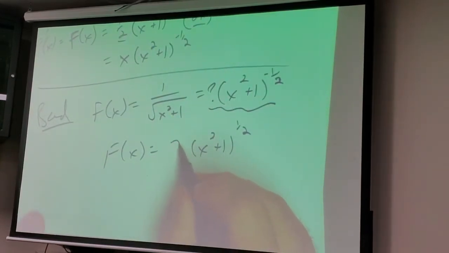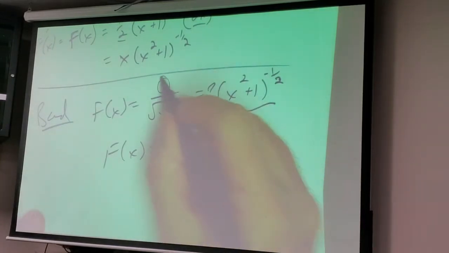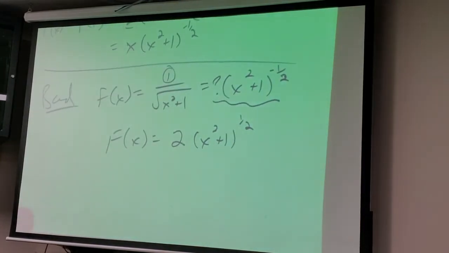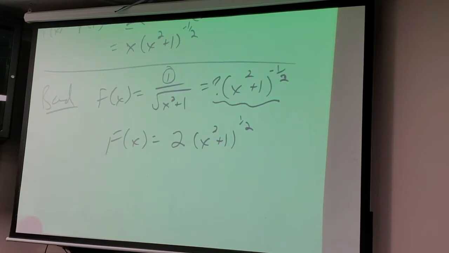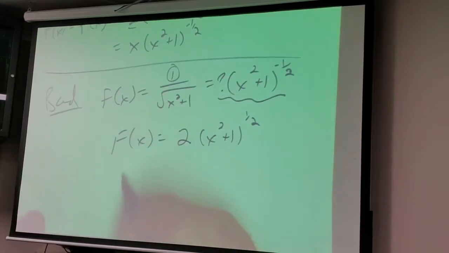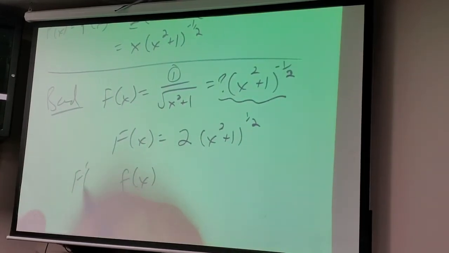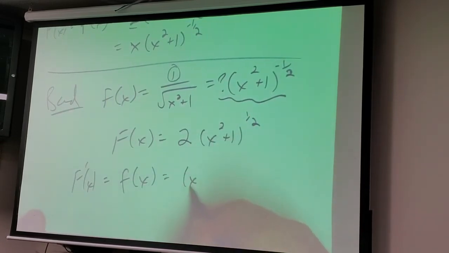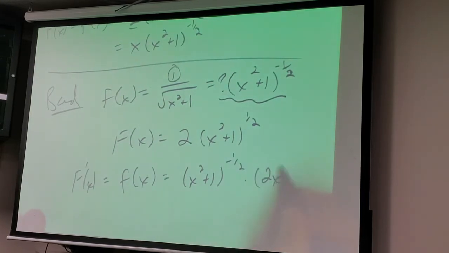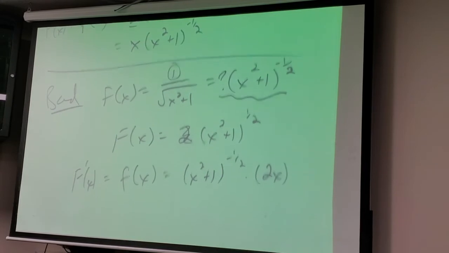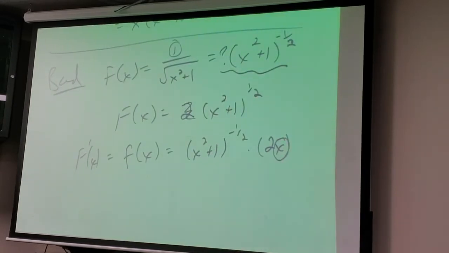So if I just put a 2 there, that definitely makes a 1 show up, right? But why is this not correct? Because what's the derivative? 1/2 comes down, kills the 2, x squared plus 1 to the negative 1/2 times 2x. In which case, we really didn't want the 2, right? But do you see how we don't have this?